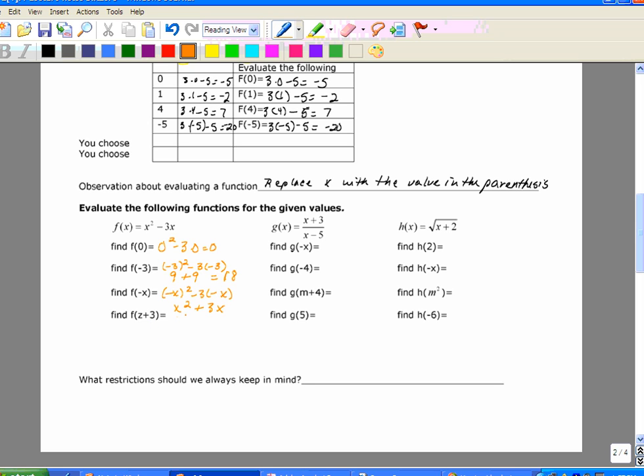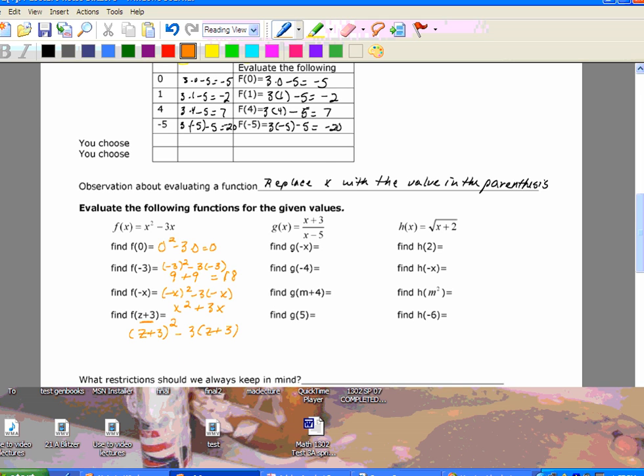Finally, let's look at f of z plus 3. So every x in this function f is going to be replaced with what? This quantity z plus 3. What's it going to look like? Z plus 3 with a what? Square, because the original function has a square, minus 3 times what? The z plus 3. Each x got replaced with z plus 3.